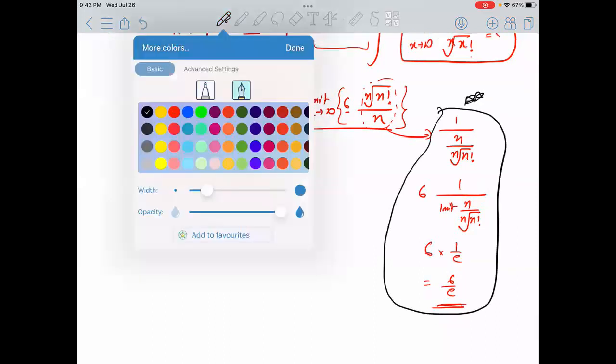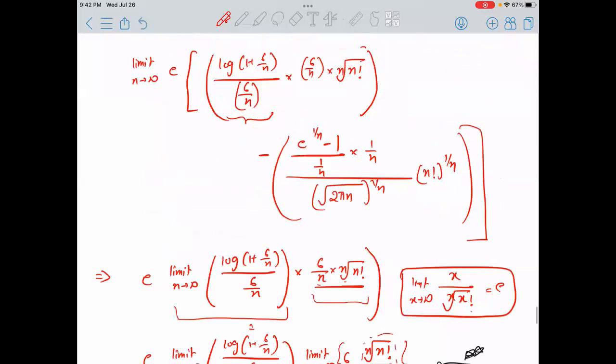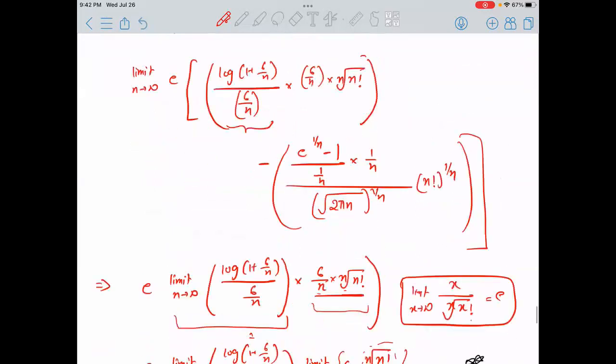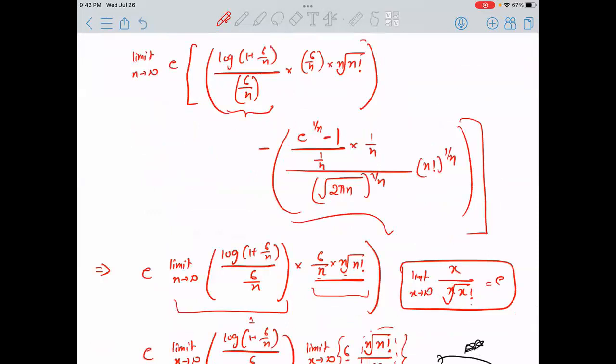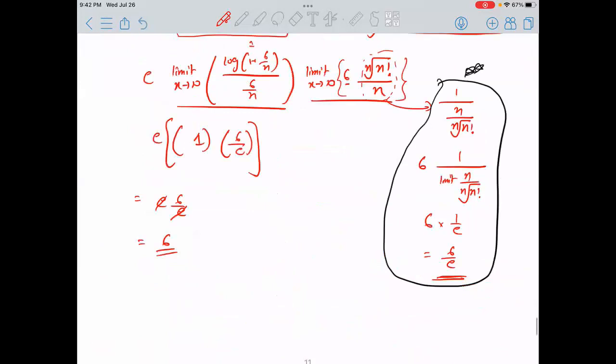So it will become e into 6 by e, that equals 1, 6. Agree till now? Yes, sir. And this is the second part. We'll solve the second part. We will multiply this with e.